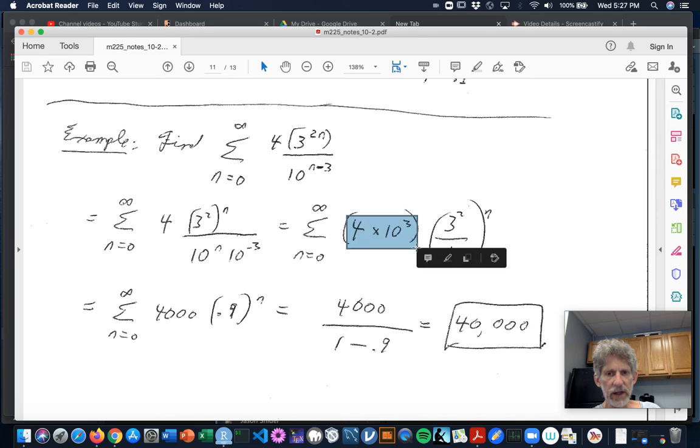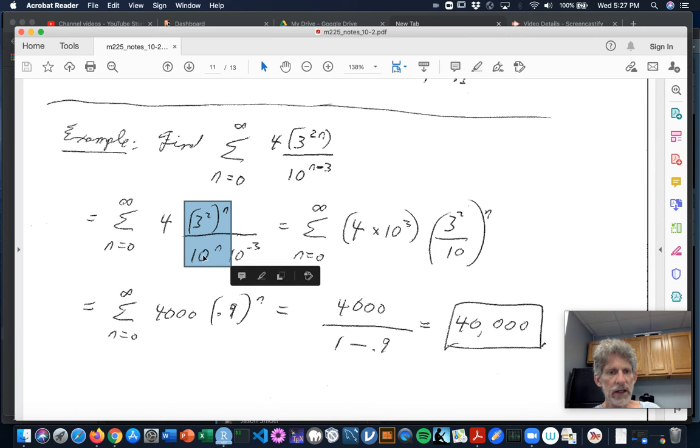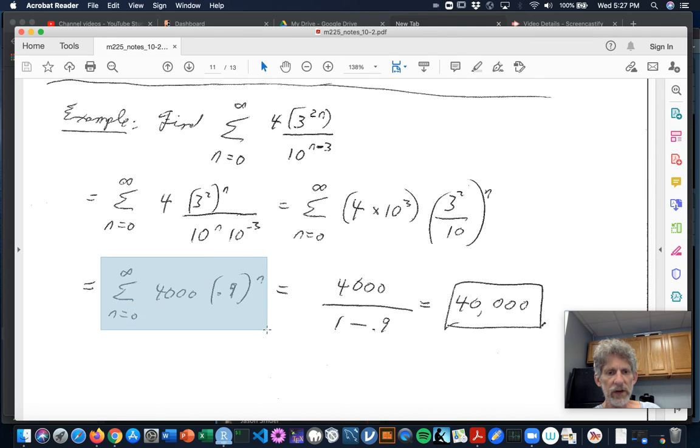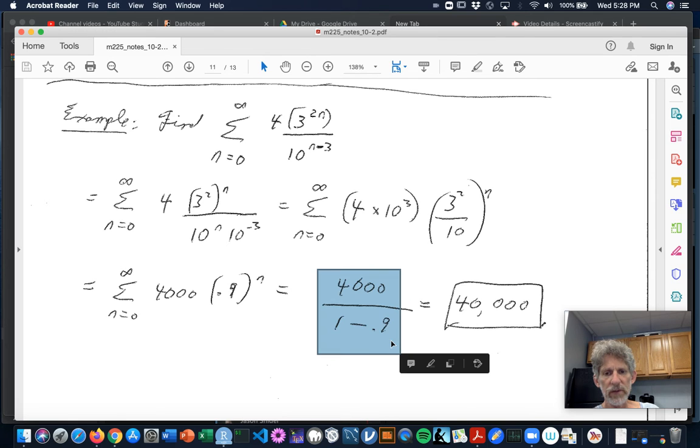So I've got myself a constant term of 4 times 10 to the 3. And then I've got the rest of this stuff. 3 squared is 9. And then I've got 3 squared to the n. I've got 10 to the n. So that's 3 squared over 10, to the n. I've got myself in standard form. I've got my constant, 4 times 10 cubed, and this bit here is a 0.9 to the n. So I'm in totally standard form. My ratio is between -1 and 1. So I go to c over 1 minus my ratio. That turns out to be 40,000 this time.